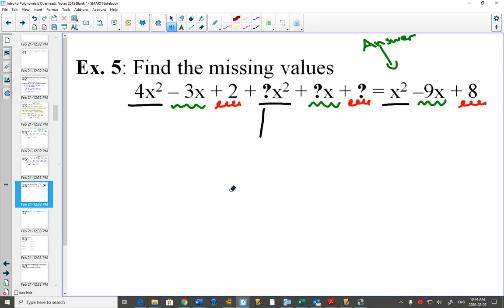So let's look at this black one first. You need 4 plus something to equal 1. Negative 3. In other words, you'd have to subtract 3. Let's go to the green one. You need minus 3 plus something to equal minus 9. On fire. You're not allowed to answer the last one. 2 plus something has to be 8. Yes.